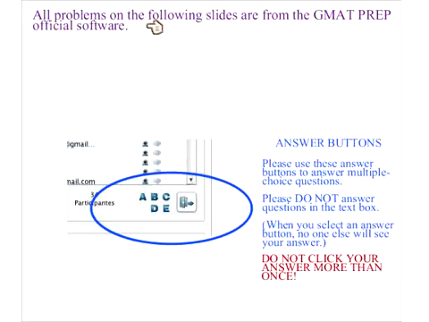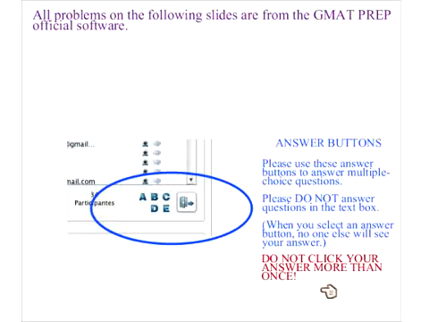So the problems we're going to see in today's session are from GMATPrep, because we want to make sure we're using problems that are official. When you answer the problems in class, you're going to see 5 multiple choice options underneath the list of names. When you get a multiple choice question, please use those buttons to answer. The other people in the session will not see your answer.